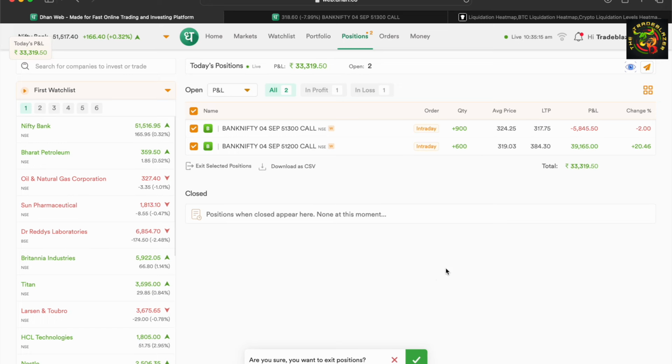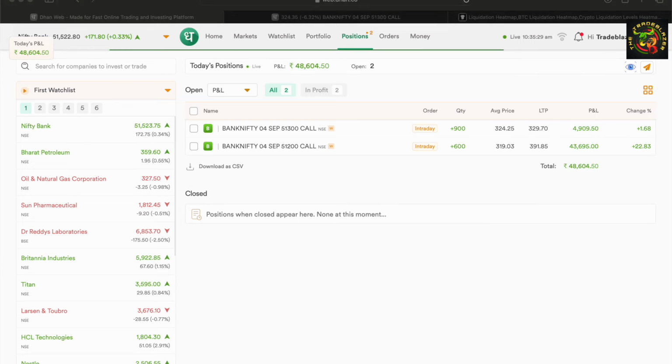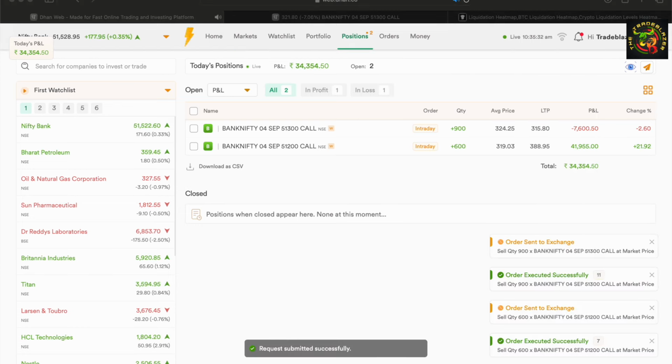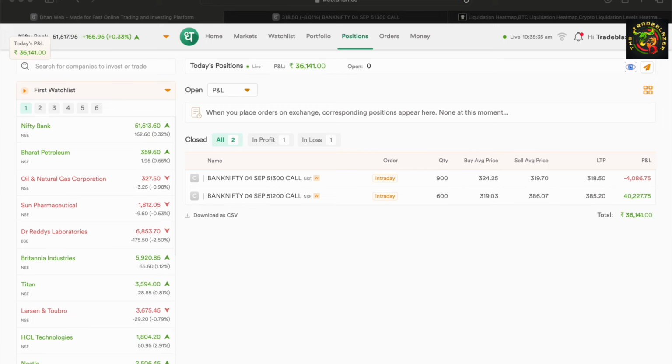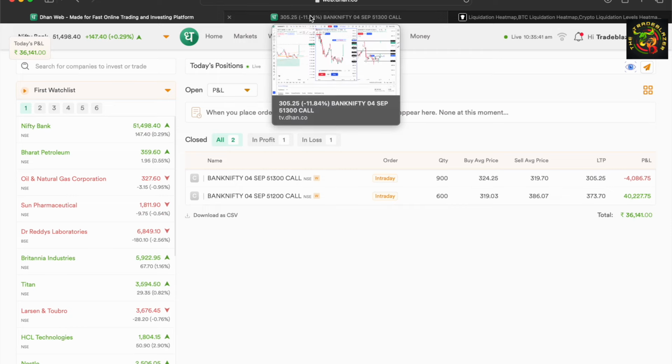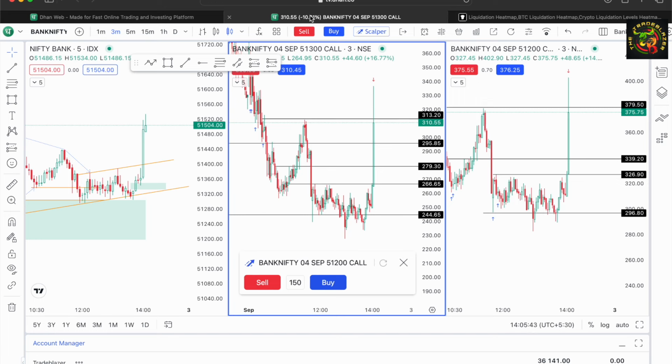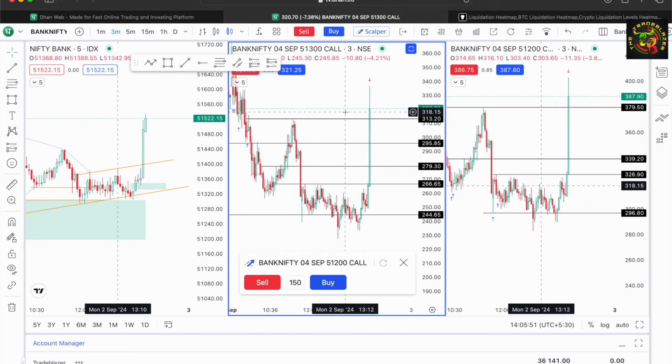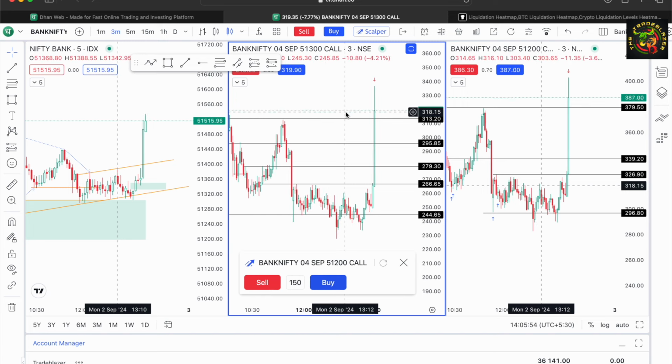You can see already more than 30,000 of profit. I'll try to exit the trade very quickly. I faced a little bit of tough time today handling the increased quantities. Just exited the trade, guys, and 36,000 has been booked. I clicked the button exactly when it was more than 60,000, but there was a fast reduction in the premium.